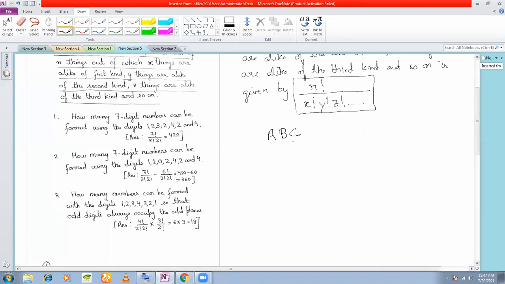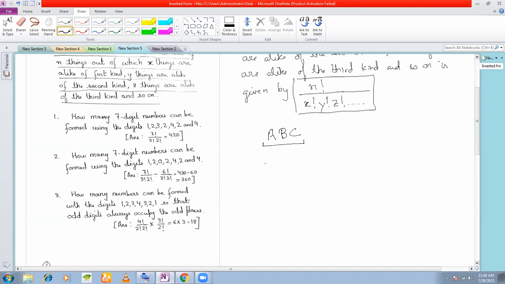But even guavas, all guavas look alike. They may be small in size, they may be bigger in size, but let's take them to be alike. We can't distinguish between guava 1 and guava 2. Then what happens if you are arranging these 3? How many ways can you arrange?